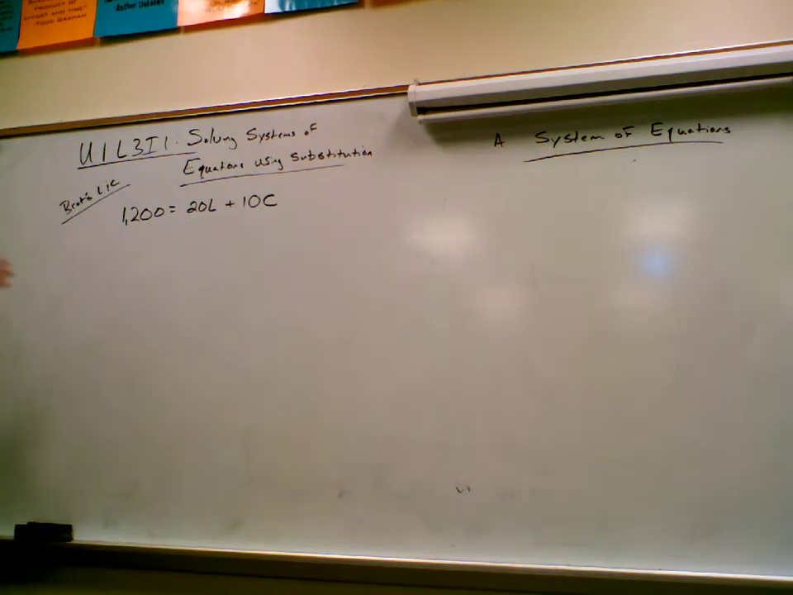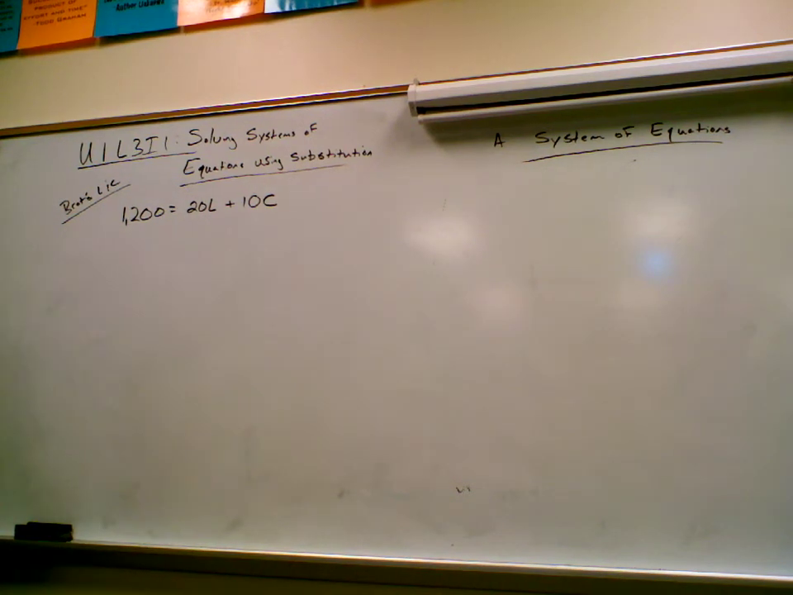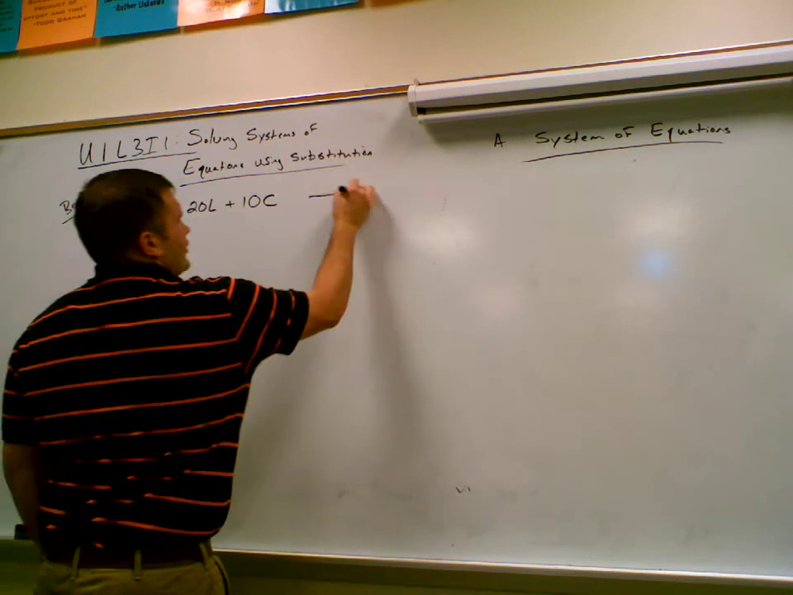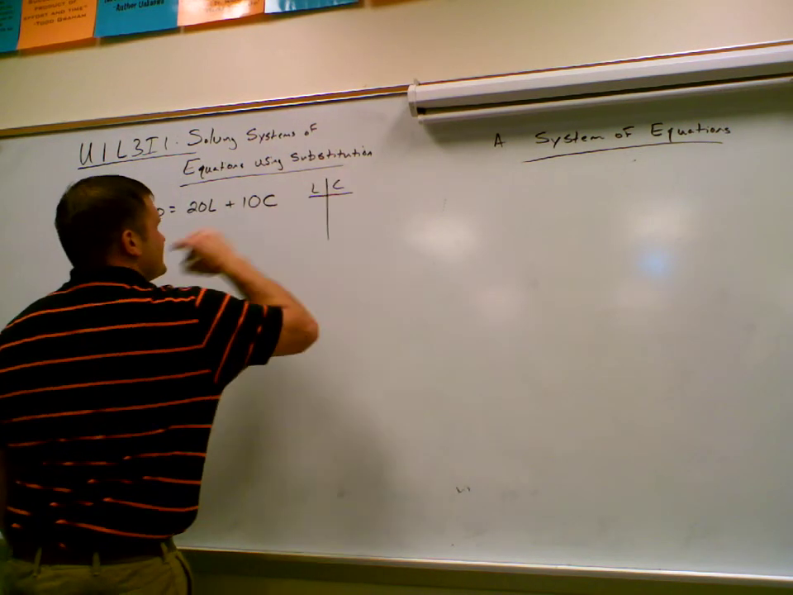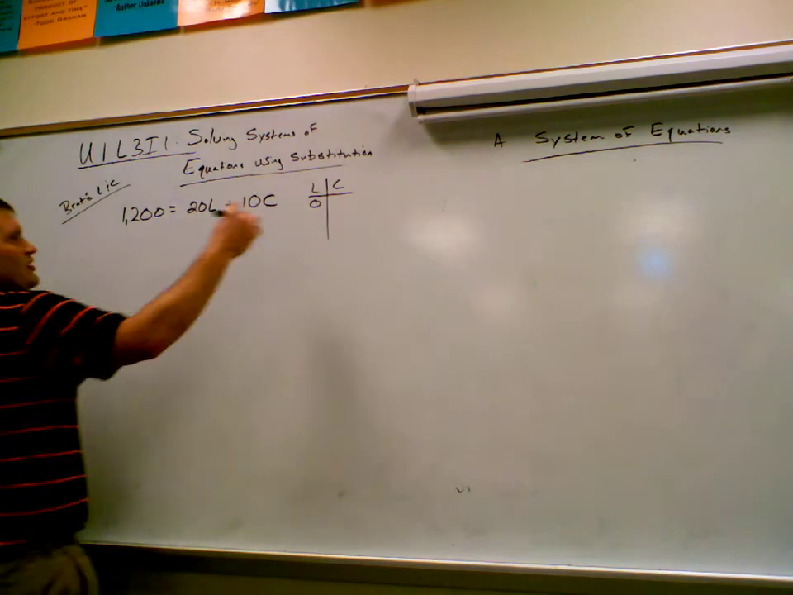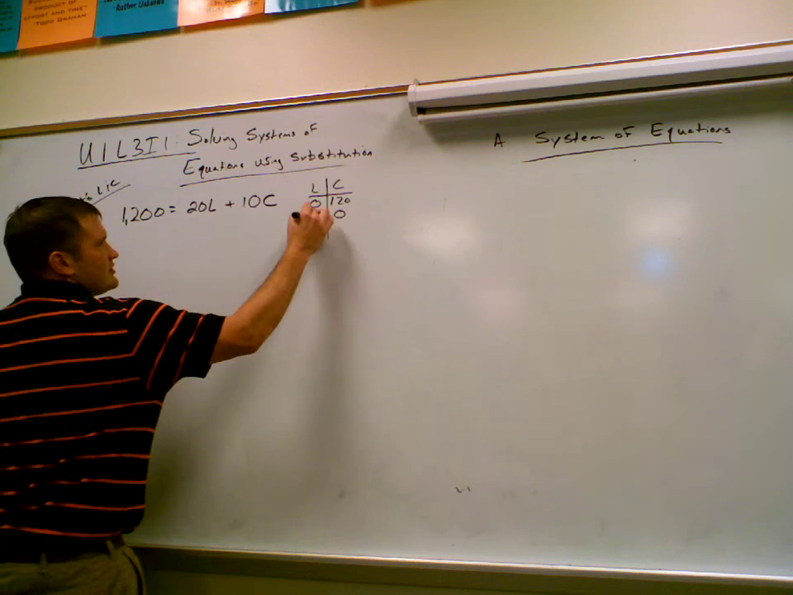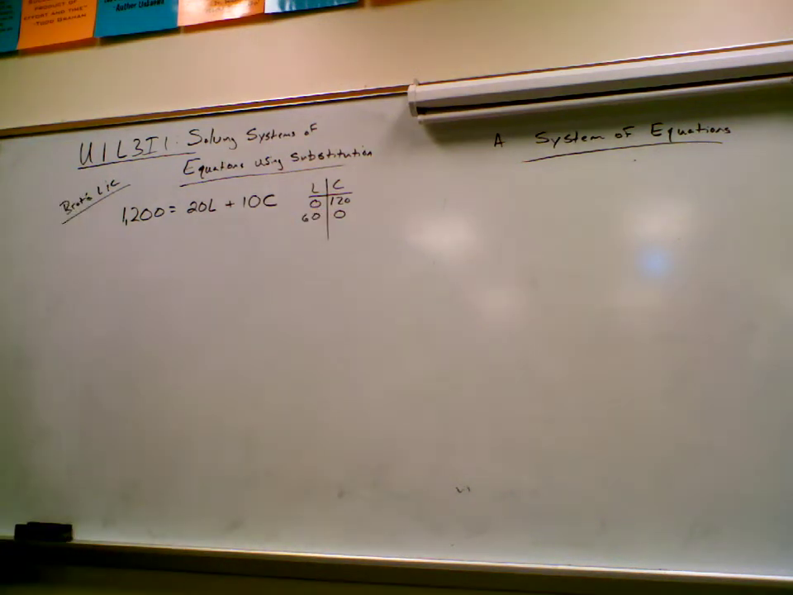All right. So now, what's one way I can solve for solutions? I can pick one and solve for the other, right? We're going to get some L values and some C values. If L is 0, then C is going to be 120. If C is 0, then L is going to be 660. You guys remember that?